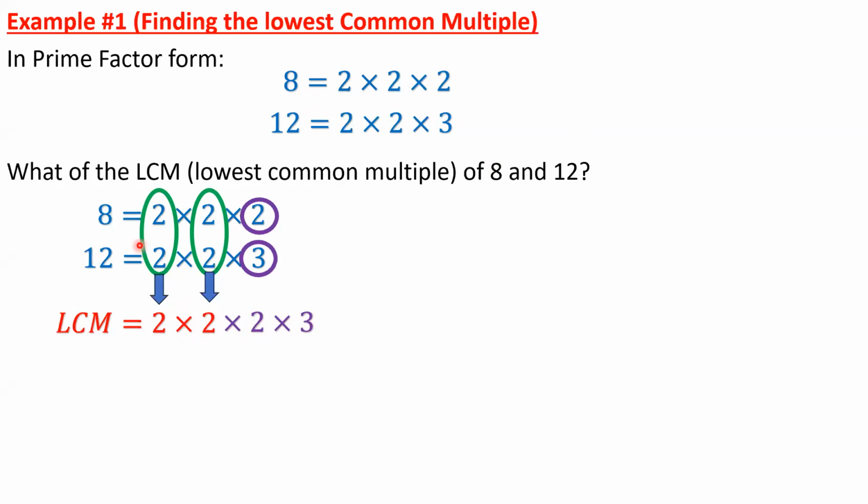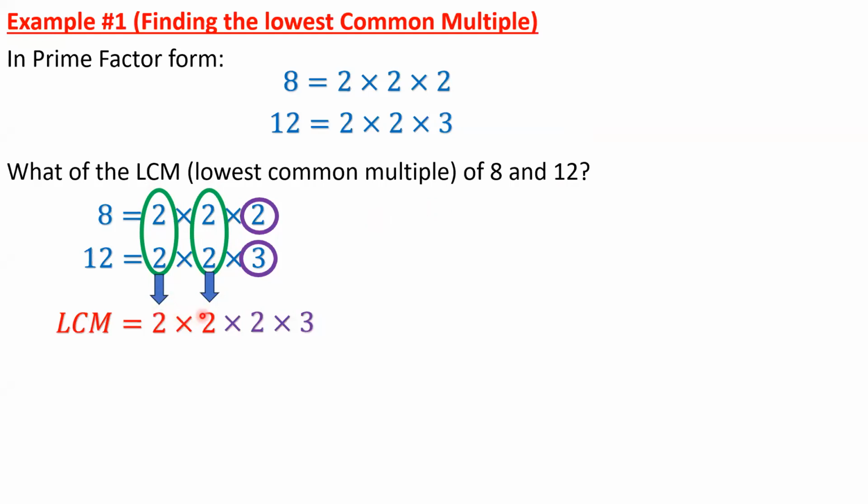So what do we do in order to find the lowest common multiple of 8 and 12 using prime factorization? We have to find the ones that are common, which is the 2 in this case, right? And then these ones are common. So you find the ones that are common and you list them down, right?